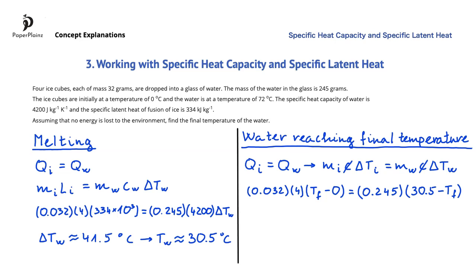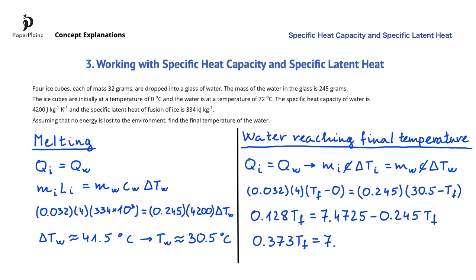Working further and simplifying, we get 0.128 times Tf equal to 7.4725 minus 0.245 times Tf. Rearranging gives us 0.373 Tf equals 7.4725, and dividing we get approximately 20 degrees Celsius for the final temperature of the water.